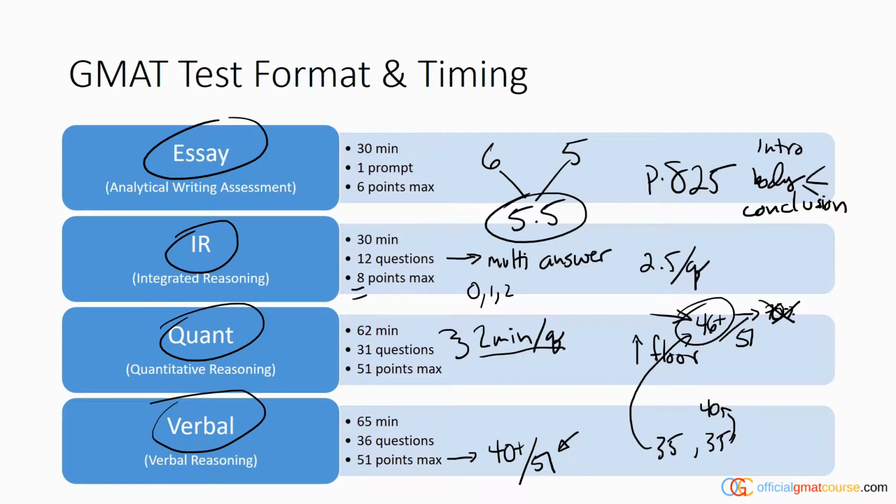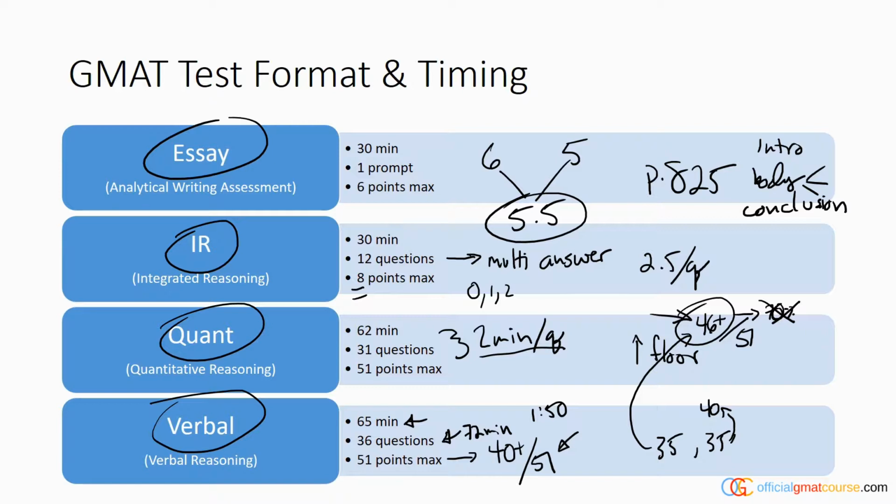Now within the verbal, it's a 65-minute portion of the test. It's the longest section, 36 questions. So you have a little bit less than 2 minutes a question. If you had 2 minutes a question, it would be 72 minutes. So it comes out to about a minute 50 a question. And we want to allocate our time wisely because there are 3 different question types in this category.